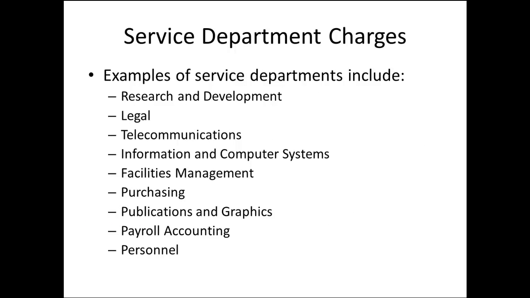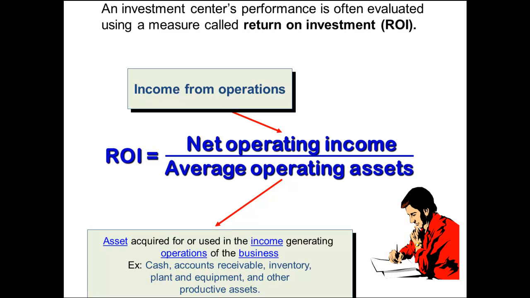Let's take a look here at a couple examples of service department charges. So we have legal, payroll accounting, personnel, purchasing, information and computer systems, telecommunications, etc. So we've discussed a profit center's goal is to be as profitable as it can, and the cost center's job is to do their job properly but keeping expenses as low as possible. But how would we measure an investment center? And one thing we're going to learn about here is called ROI, or return on investment, and this is going to help us measure the performance of an investment center.